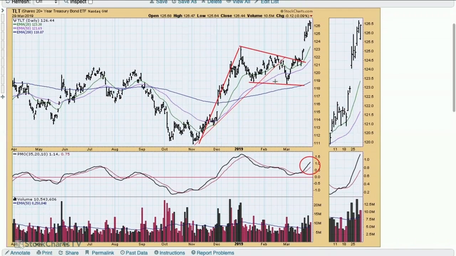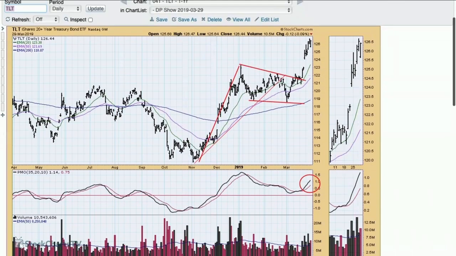Bonds have been taken off. Yeah, they really had a week, and you notice that's essentially a flag. It broke out of the flag formation, and it's meeting expectations. Absolutely.